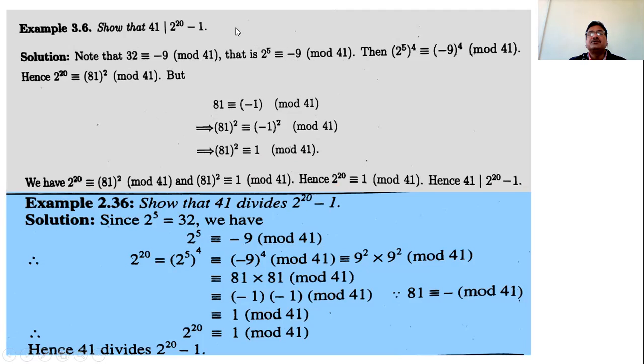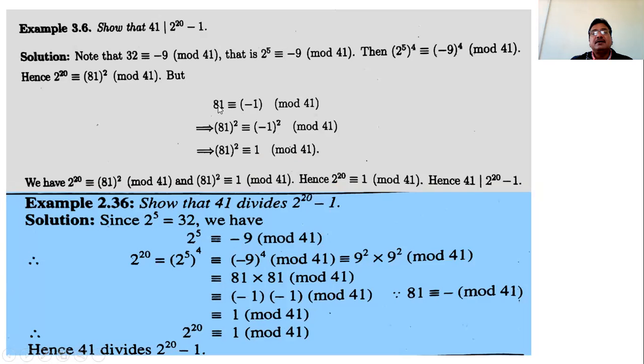Then take the fourth power of both sides. We have to find 2 raised to 20. So 2 raised to 5 raised to 4 means 2 raised to 20, and then minus 9 raised to 4 modulo 41. So 2 raised to 20 is congruent to minus 9 raised to 4, which is minus 9 squared into minus 9 squared, or 81 squared. And this 81 is congruent to minus 1 modulo 41.